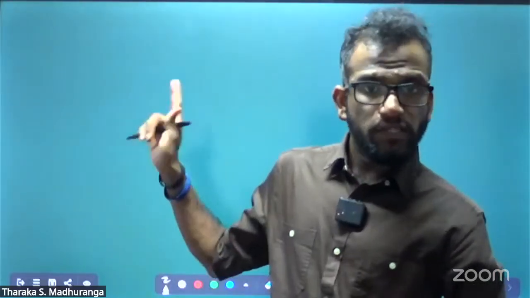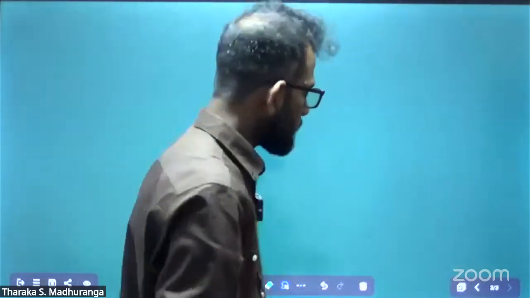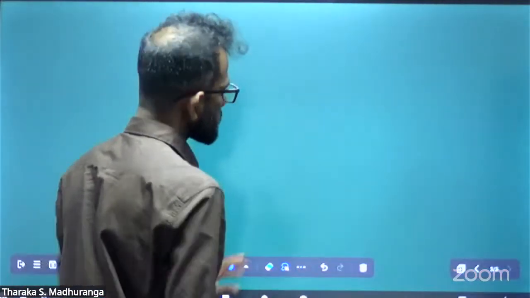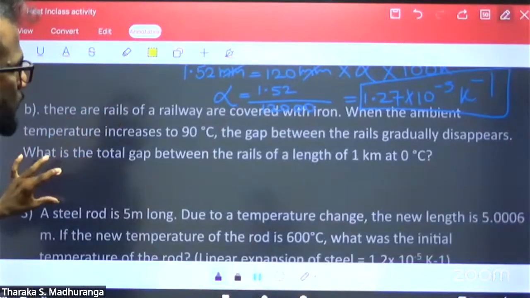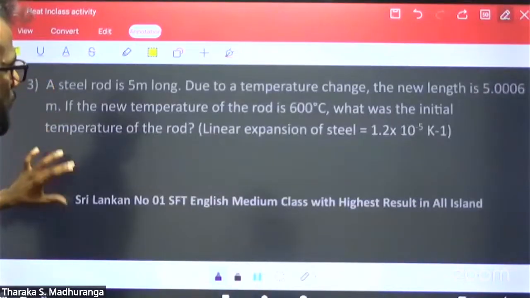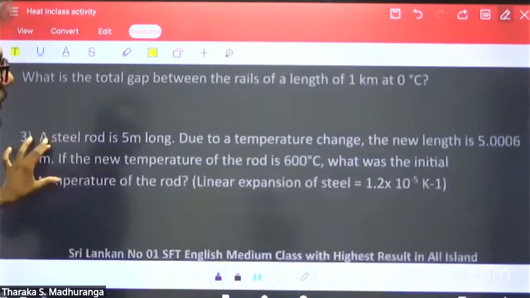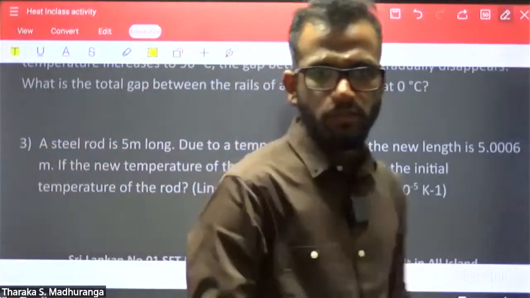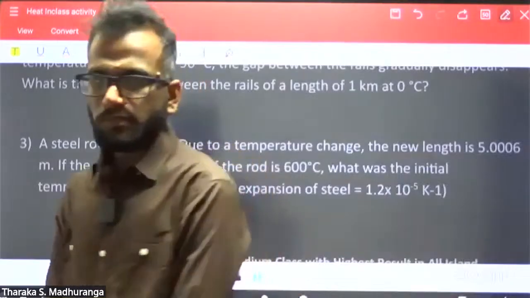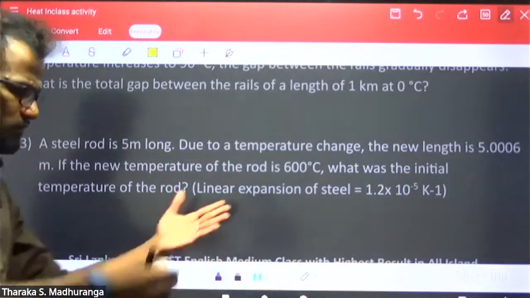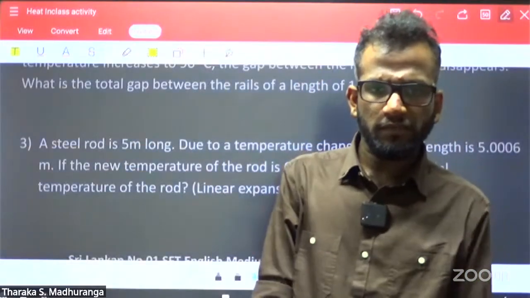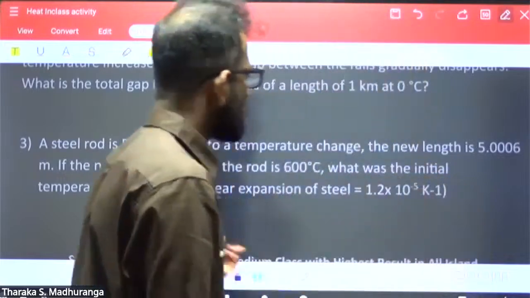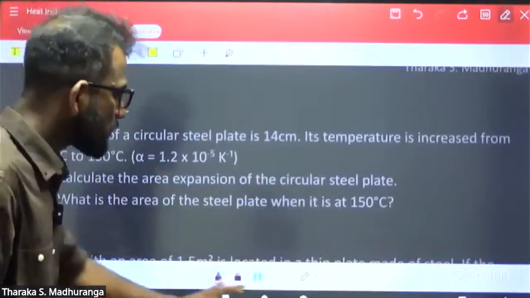You can do this calculation in your book, and keep some spaces. It has the same question, B part, and there is another question, two questions. You can keep some space to do this calculation. Keep 10 to 15 rows, 15 to 16 rows is enough for this calculation. And write down the topic: area expansion.